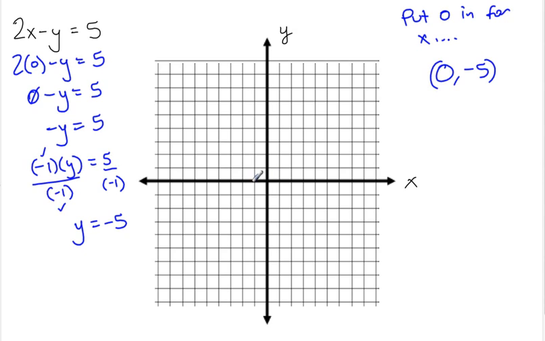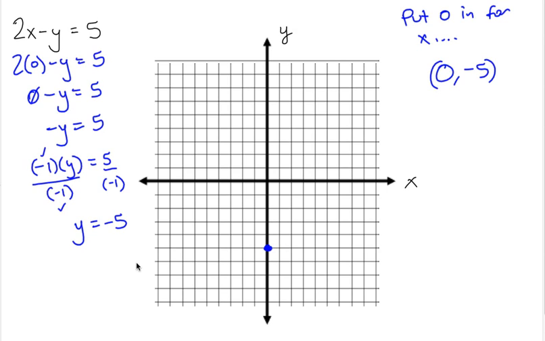So I start here, I go 0 to the left, I go 0 to the right, and I go down. 1, 2, 3, 4, 5. Who can tell me why did I go down instead of up? Perfect, because it's a negative. That's right, because it's a negative.